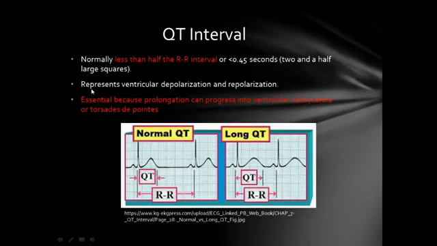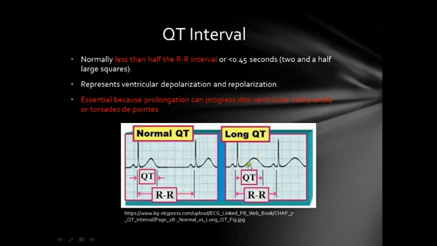The fifth thing we check is the QT interval. Normally the QT interval is less than half of the RR interval. So this is QT, from Q to the end of the T wave. You go from the Q wave till the end of the T wave, and normally it should be less than half of the distance between the R and the R. There's another criterion, less than 0.45 seconds, but I prefer this one. This one is easier to follow.